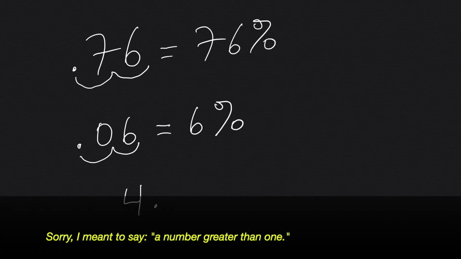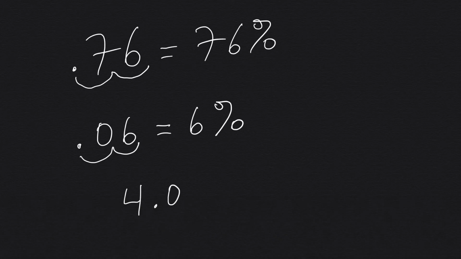What if you have a number greater than 0? How would you convert 4.0 to a percent? Well, again, the same rule applies, and we move the decimal point to the right 2 places. And you end up with 400%.